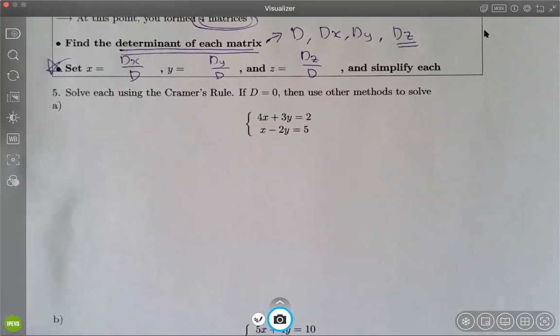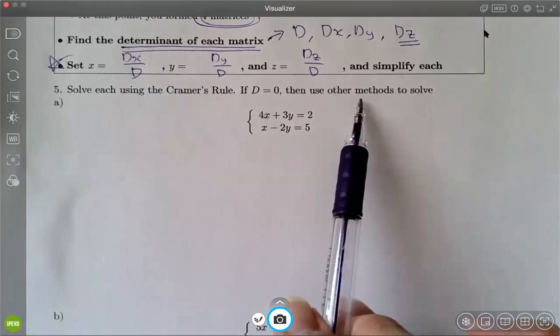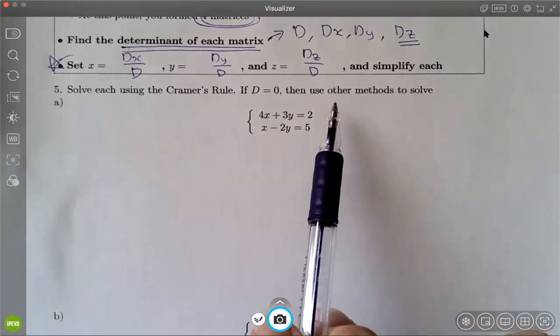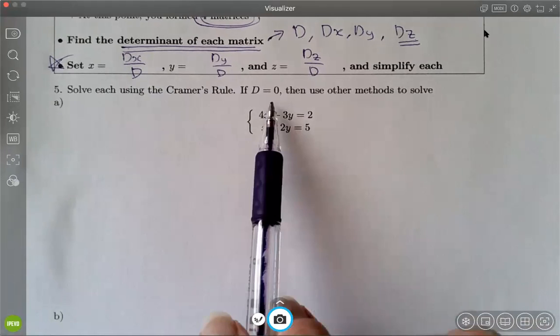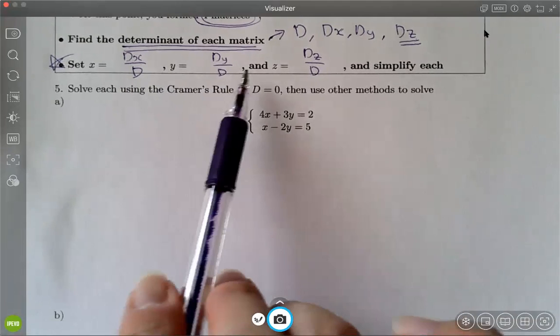So solve it using Cramer's rule. If D is equal to 0, use something else. Here, other methods mean what? Substitution or elimination. And why do we have this extra condition? Because if D is equal to 0, what do you notice? We get undefined fractions, right?